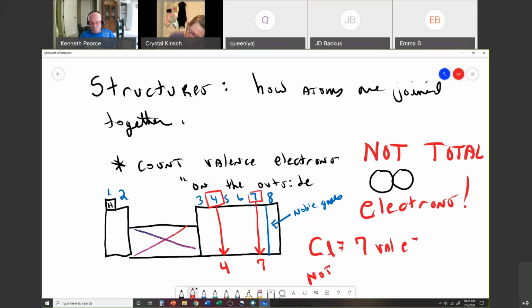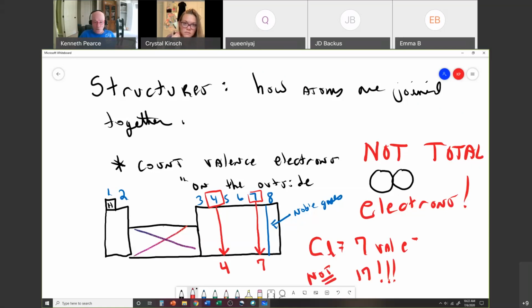Not, what's chlorine? 17. Not 17. Okay? 17 is a grand total for chlorine. It has 7 valence electrons. These are the outermost electrons.